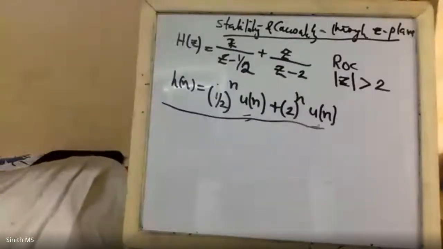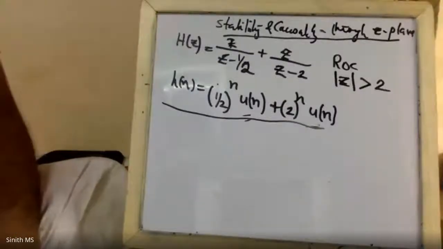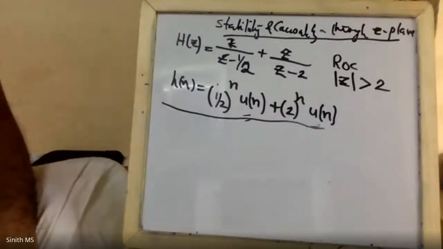It will be 0 for all negative time. Can you repeat? It will be 0 for all negative time, that is, it will be a right-handed signal. Okay. If a system is a right-handed signal, you can tell that the system is causal, right?